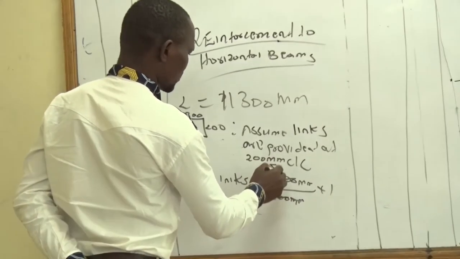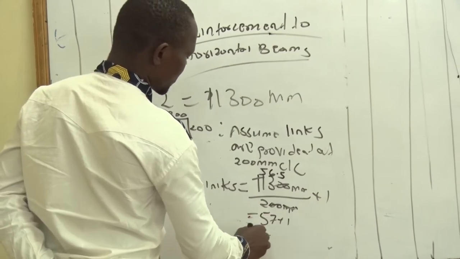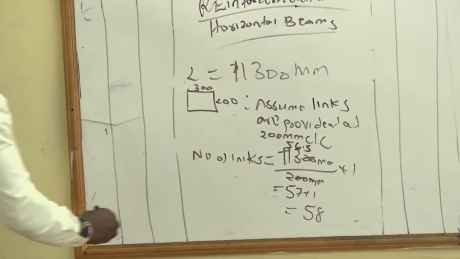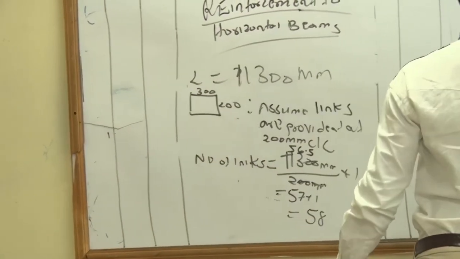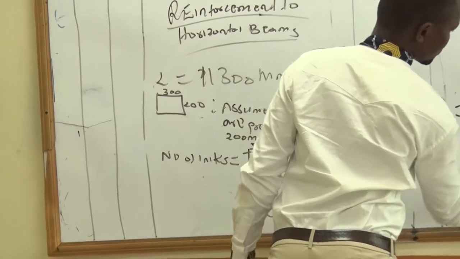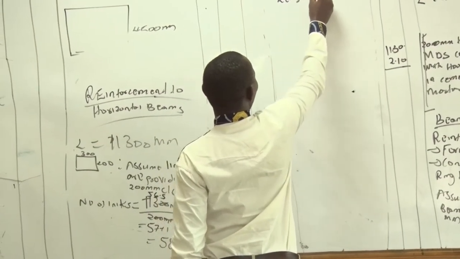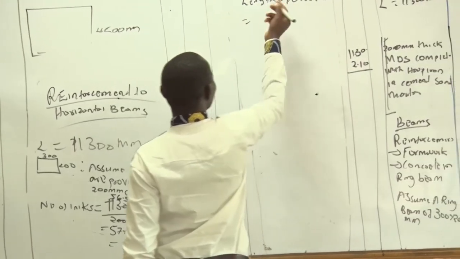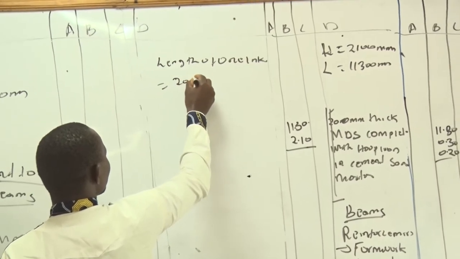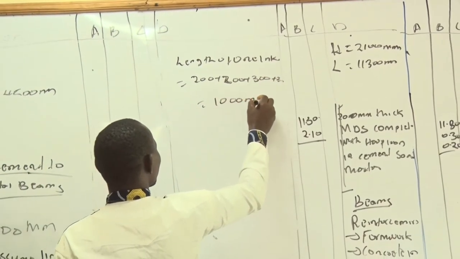This one will be 56.5, so let's just say 57 plus 1, giving us 58 number. So it means we provide 58 links. But length of one bar, go to length of one link. Then length of one link is equal to, we open that our beam. It is 200 plus 200 plus 300 plus 300, giving us the same as 1,000 millimeters. So that is the length.